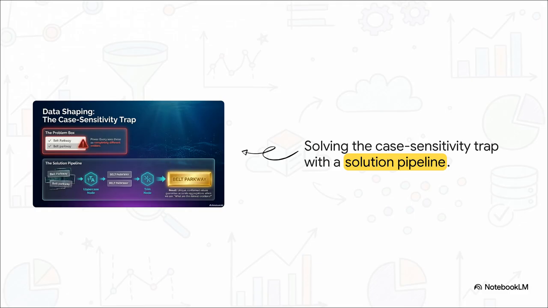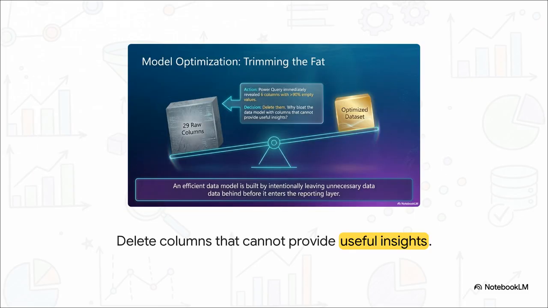So we build a solution pipeline. We run the data through an uppercase node and then a trim node to strip out any invisible spaces. The result is a unique, conformed gold bar of data. Now when our dashboard asks, what are the riskiest locations, it will count every single accident on the Belt Parkway together, perfectly. But shaping isn't just about fixing what's broken.